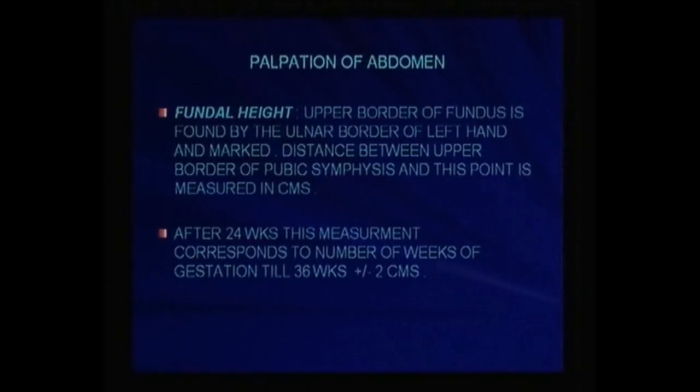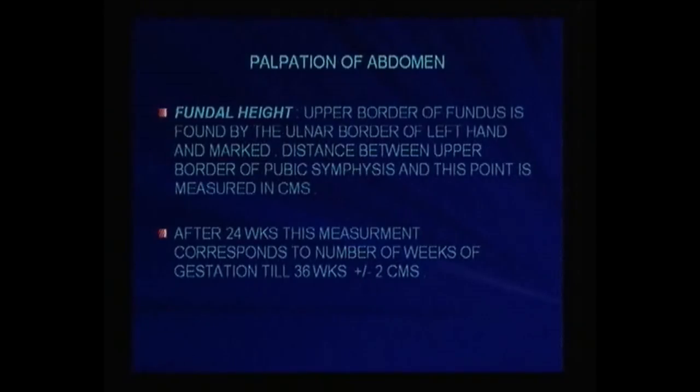When we start palpating an obstetric patient, the first step is to find out the fundal height. The upper border of the fundus is found by the ulnar border of the left hand. We start from the xiphisternum and gradually and slowly bring our hand down towards the lower part of the abdomen to find the uterus. Wherever we find the uterus, it should be centralized and the dextrorotation should be corrected before we exactly gauge the period of gestation.